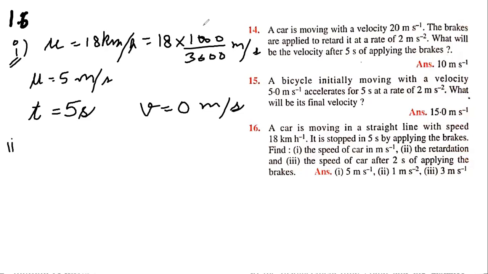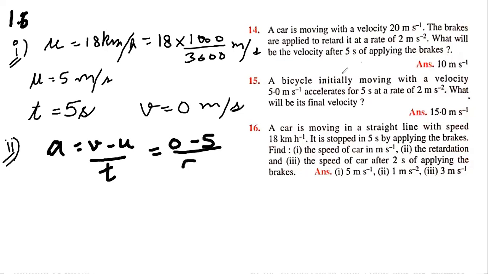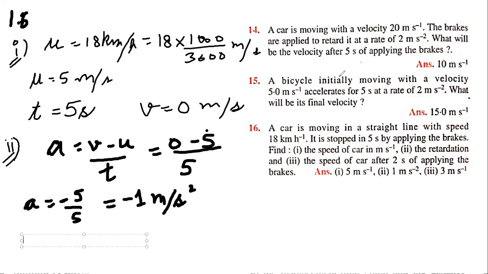Second, let us find the retardation. Why are we having retardation? Because we are decreasing the velocity. We have applied the brakes. So acceleration is equal to v minus u by t. v is 0, minus 5, divided by 5. Now 0 minus 5, minus 5 divided by 5, comes out to be minus 1 meter per second square. So this was the acceleration.